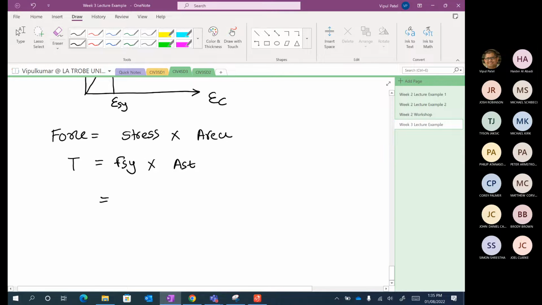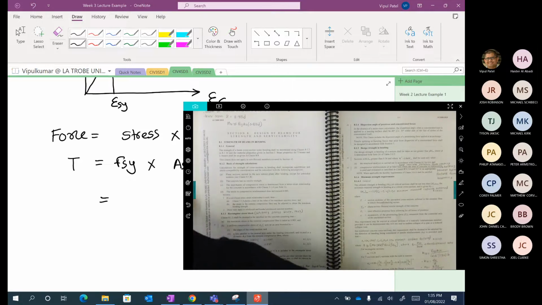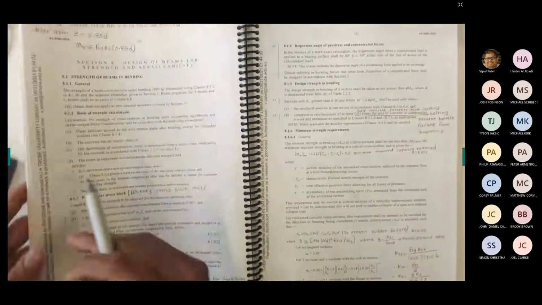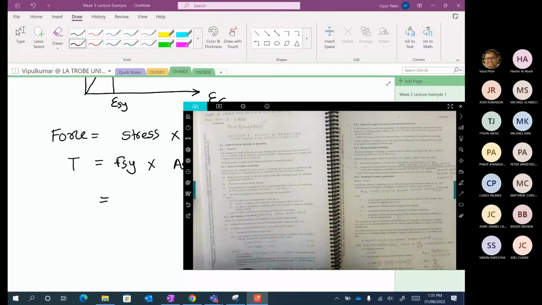Now fsy is 500 megapascals for these bars. I can show it to you here. Probably if you go to section number 3 somewhere, they mention 500 megapascals. Yeah, so for ductility class L, you have a yield strength of 500 megapascals in table 3.2.1. So we use 500 megapascals.